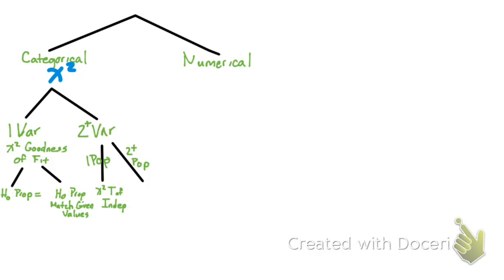And your chi-square test of independence, what that is going to be is the one where your null hypothesis is just that the variables are independent. So that's going to be your null hypothesis.